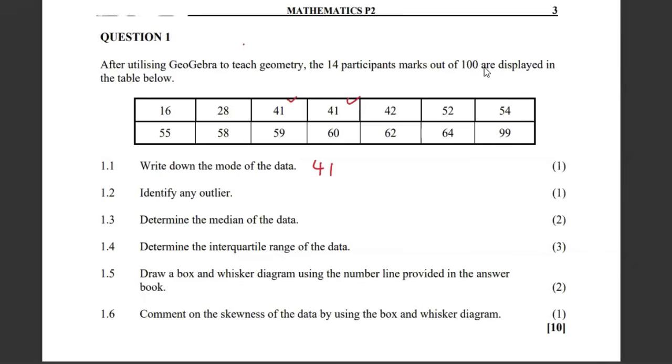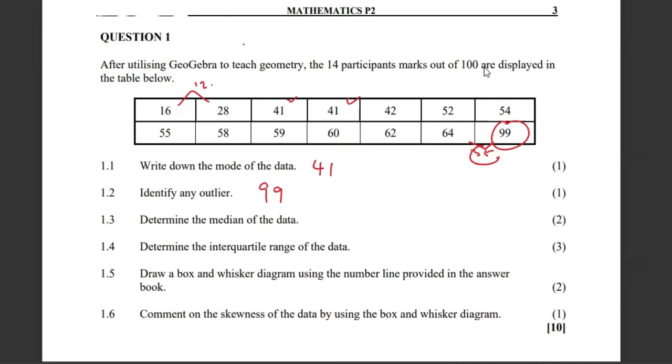Outliers are basically extreme values, whether they are too high or too low. So when I look at the 16, it is not far away from 28, just a difference of 12. When I look at 64 and 99, that's like a 35 gap, meaning that this 99 will definitely be an outlier. It's a very extreme mark. I mean, why would you perform better than the rest of the people like that?